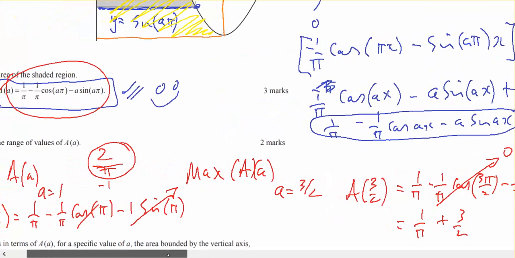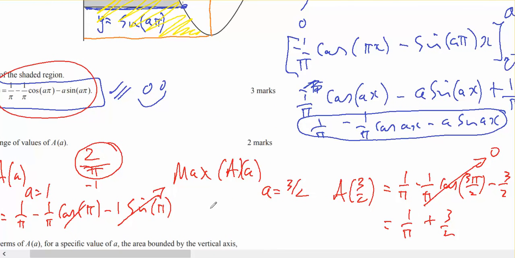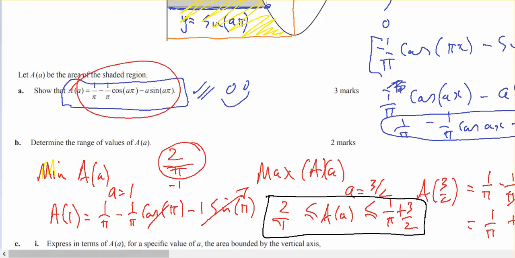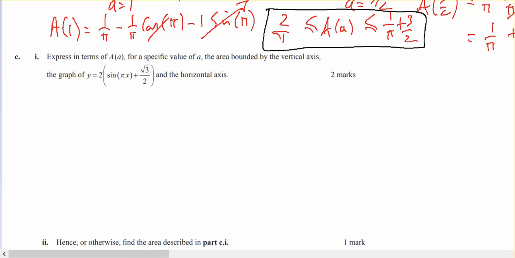So the range of values will be A of a will go from 2 on pi up to 1 on pi plus 3 on 2. So that is part B. Part C, express in terms of A, the area bound by this. So in terms of A of x or a specific value of A.